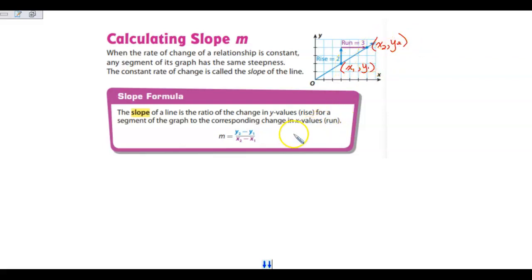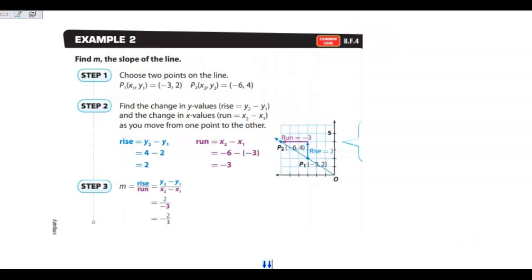The most important thing to do when we're working with these is to make sure that we keep the order the same. So if I use this as my y2 and this is my y1, I lead with the second one. I need to lead with the second x as well. That order is going to be super important.